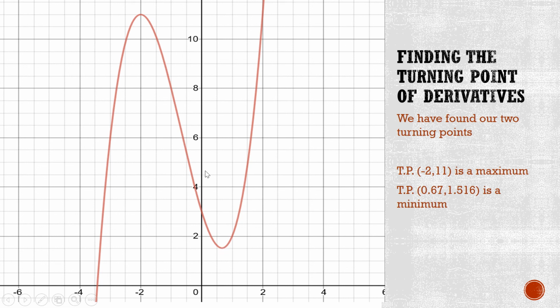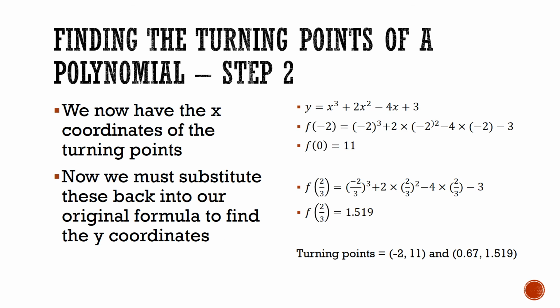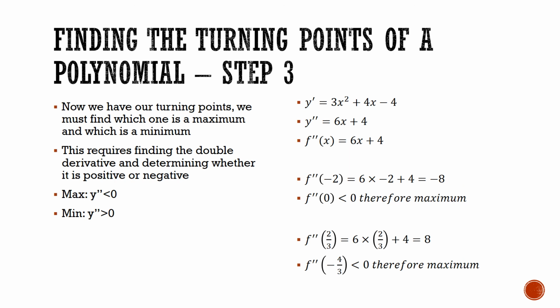So what we've done is we've used the same process that we learnt last term, but with a polynomial, not with a quadratic. The exact same process, instead of just finding when a straight line equals 0, you're having to use the quadratic formula because you have 2 possible outcomes. Okay, so that is the process. Find the derivative, make that equal 0. Substitute your x values back into the original formula, and then find out whether it is a maximum or a minimum. Pretty simple.